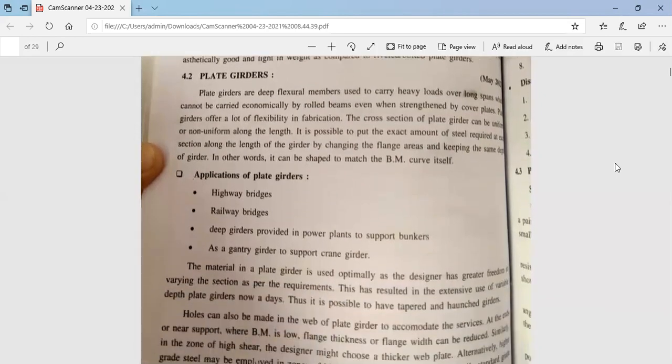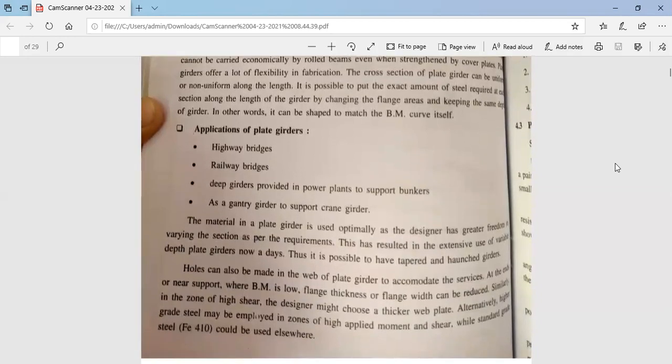So the applications of plate girder are highway bridges, railway bridges, and deep girders provided in power plants to support bunkers, and as a gantry girder to support crane girders. The material in a plate girder is used optimally, as the designer has great freedom in varying the section as per requirement. This has resulted in the extensive use of variable depth plate girders nowadays. Because of that, it is possible to have tapered and haunched girders.